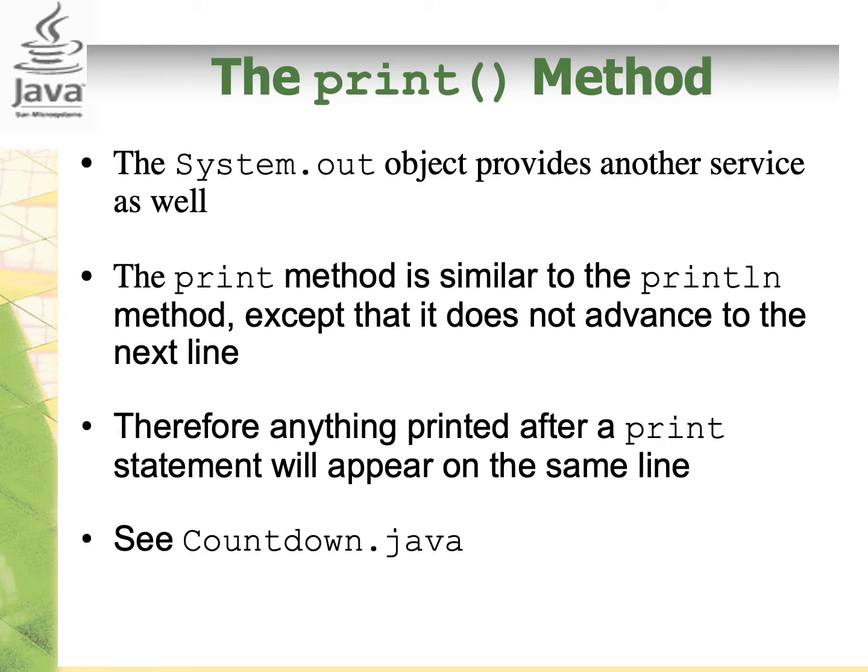The print method. The System.out object provides another service as well. The print method is similar to the println method, except that it does not advance to the next line. Anything printed after a print statement will appear on the same line.